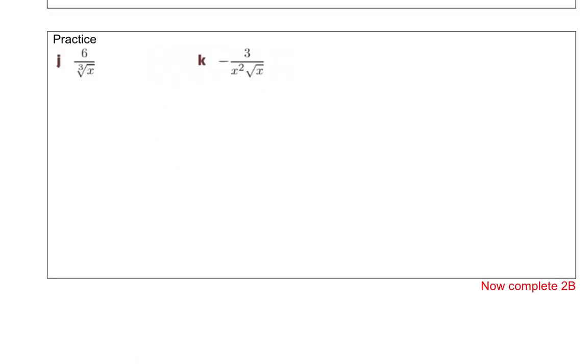Okay, the last two questions. I want you to pause the video, have a go at these two, and then come back and check if you were right. So I'm going to rewrite 6x to the negative 1/3, bring the power down, decrease the power by 1.